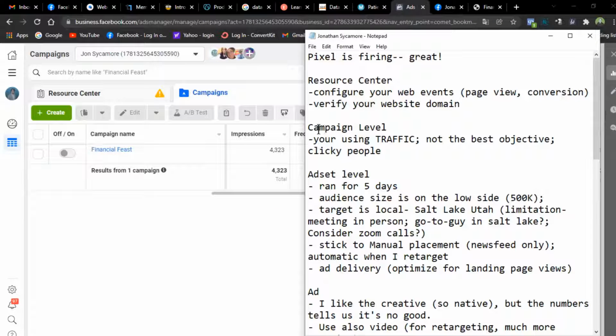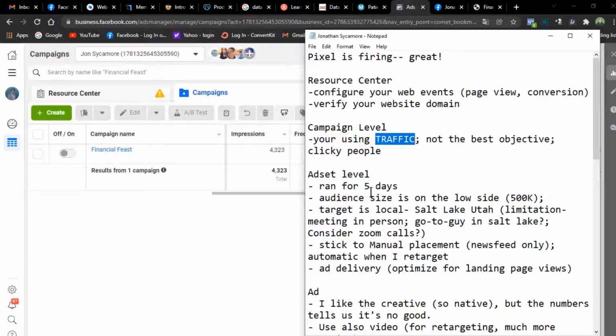All right, so on the campaign level, I saw that you are using traffic. This is not the best objective in my opinion, because you are trying to get bookings, right? Schedule people on a launch call, and when you use a traffic objective, you're going to get a lot of clicky people, okay? So my suggestion is to use a conversions campaign, but right now it doesn't make sense to you. Later on it'll make sense.